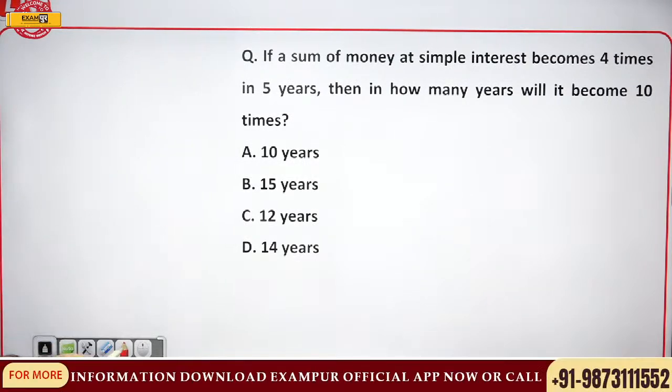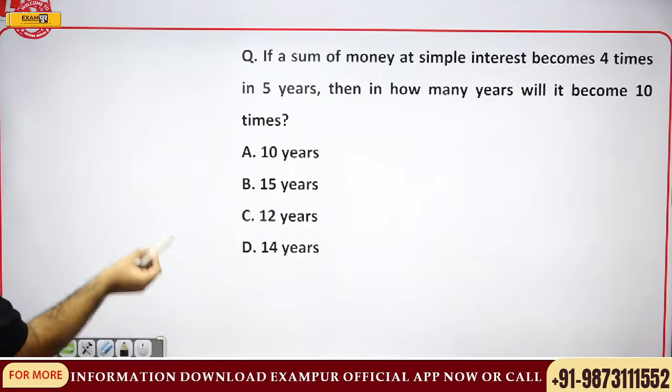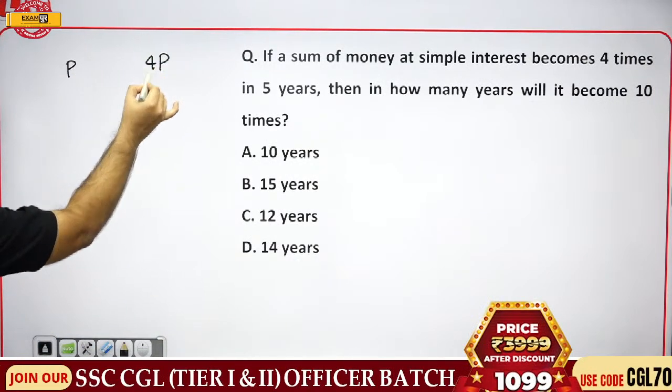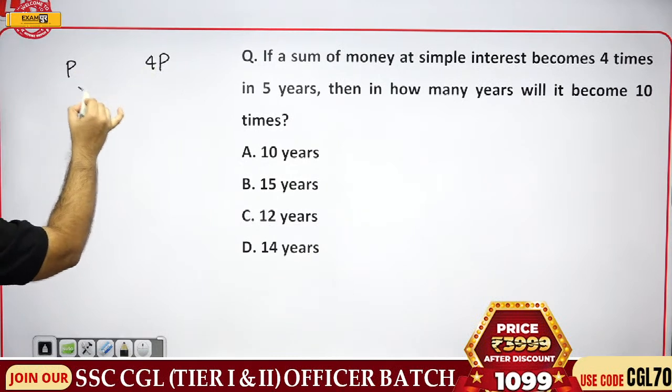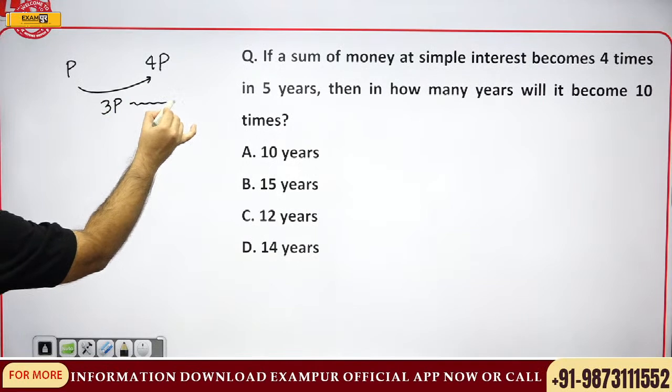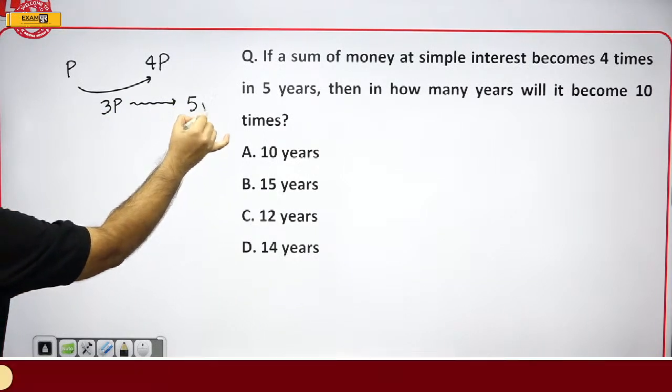Money becomes 4 times in 5 years. P becomes 4P, which means interest of 3P. So 3P is the interest in 5 years.